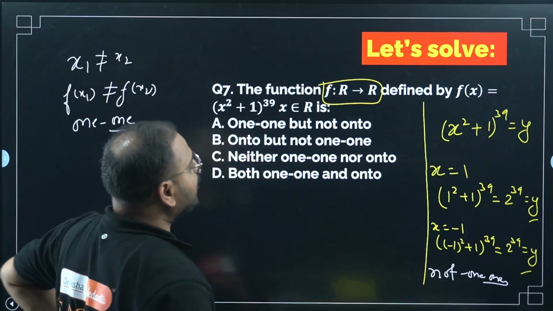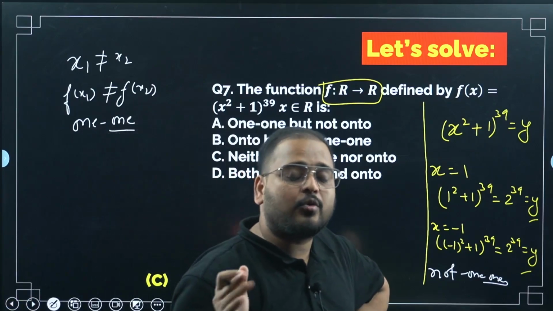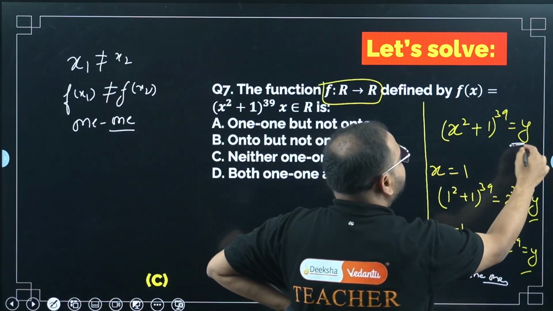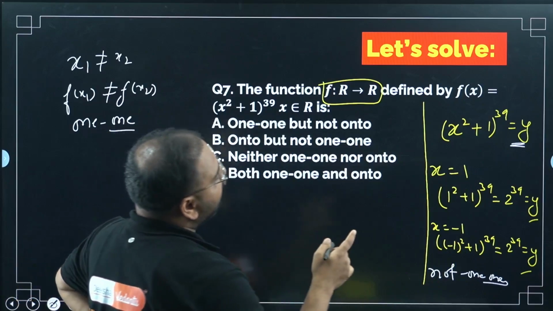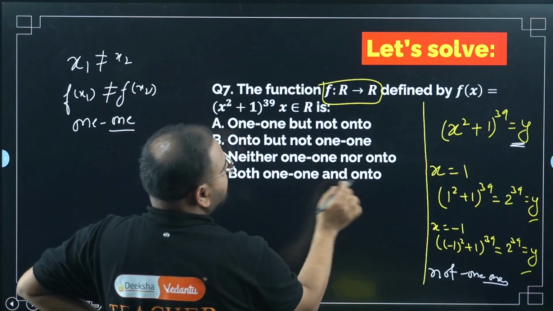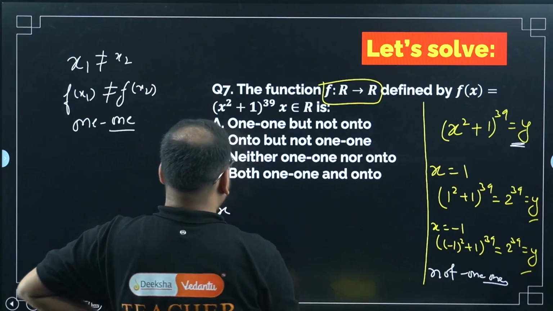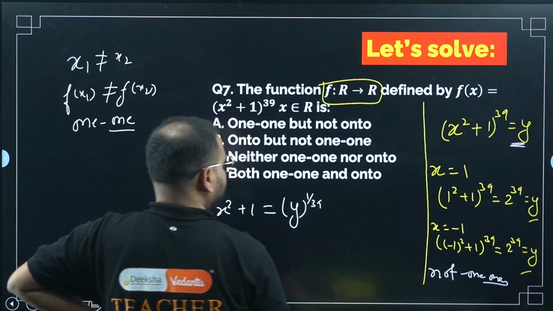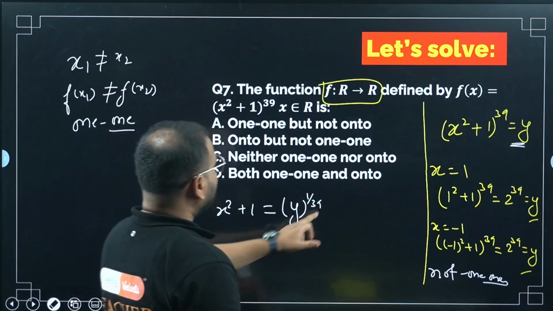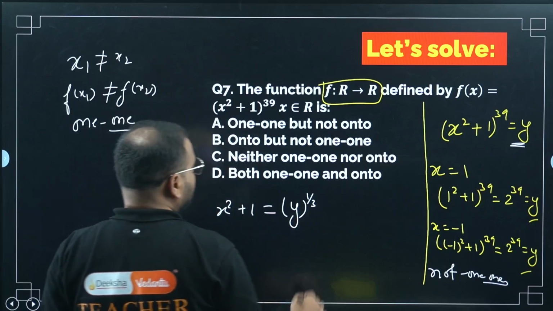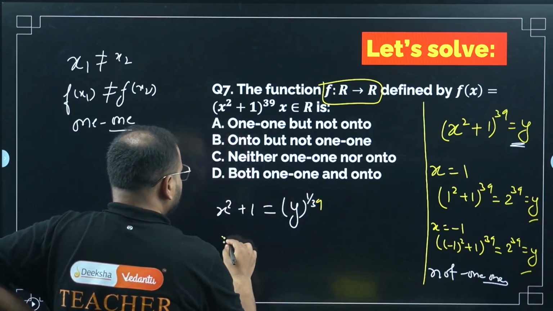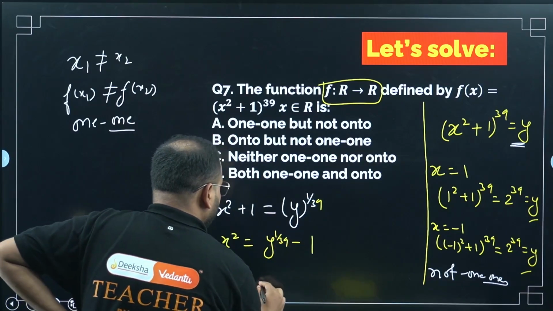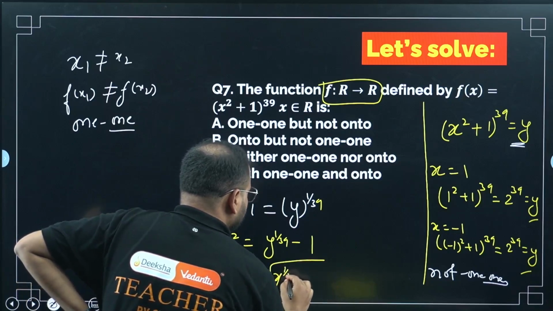What about onto? Onto means we'll check the codomain and the range, so the values of y will matter here. Let's find the value of x first. x square plus 1 is equal to y to the root of 1 by 39. If it is power 39, that side will go and the root will become the 39th root. Bring 1 there. x square will be y power 1 by 39 minus 1. x will be root of y power 1 by 39 minus 1.